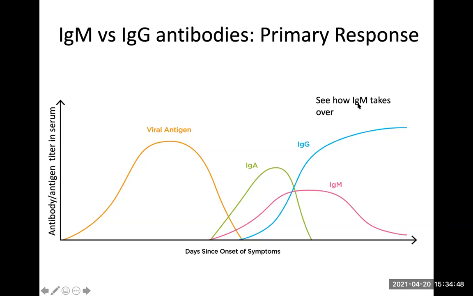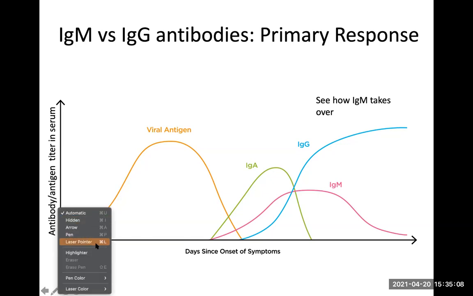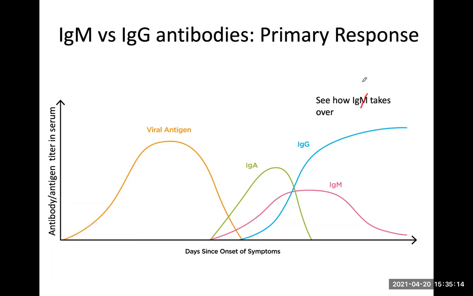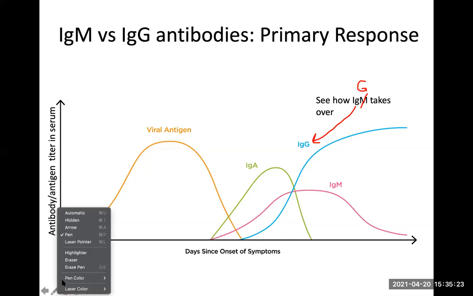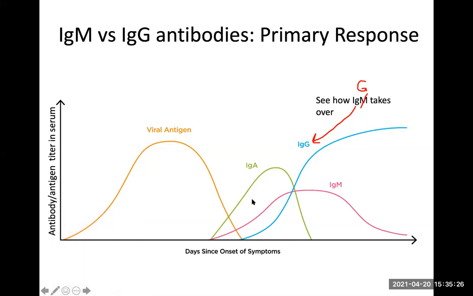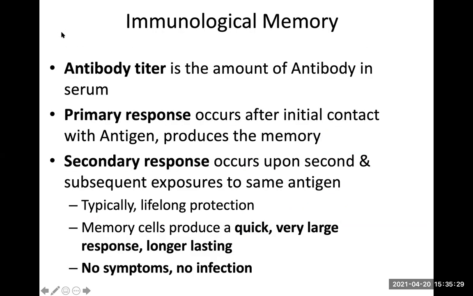So looks like I wrote the wrong letter here. Please fix this. It should say IgG, right? See how the blue IgG takes over. Yeah, I apologize. I didn't catch that. Please fix this. Okay. Red. IgG. There we go. All right. I just want to go back to pointer. There we go. Okay, so antibody titer.